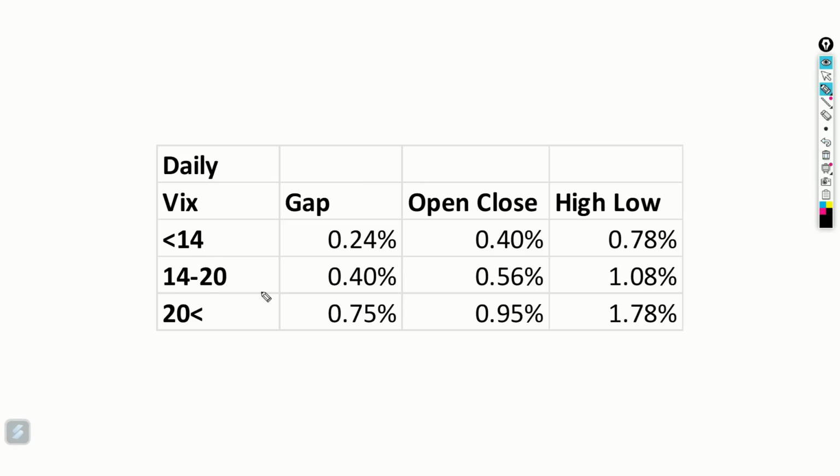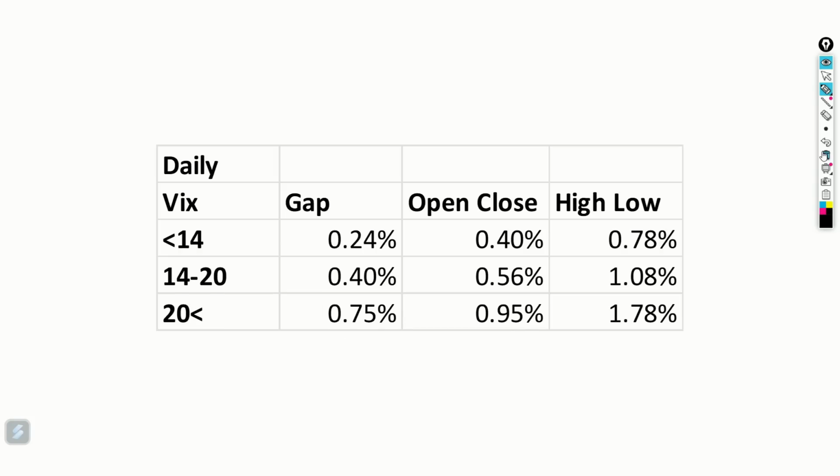And similarly, if VIX is greater than 20, then the average gap up or gap down which is expected is going to be closer to 0.75%. And this is the exact reason why we are going to get higher premiums when VIX is more. The more the VIX, the higher the premiums we are going to receive.